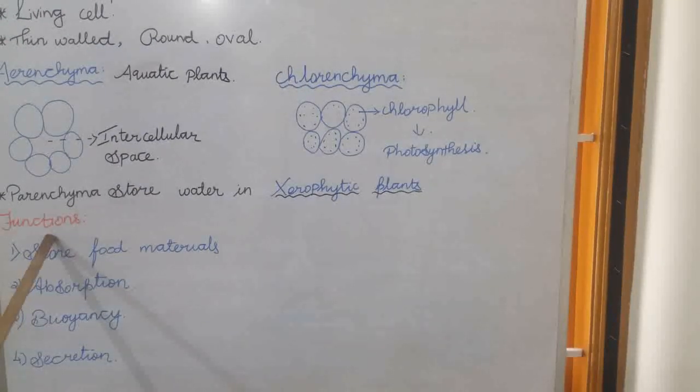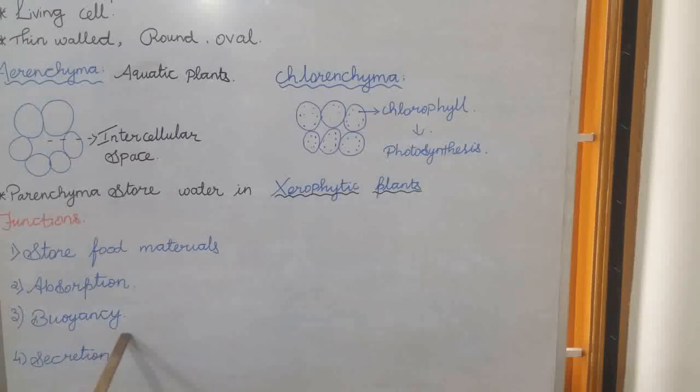It does 4 functions. First one is to store food materials. For example, in potato, each and every cell stores the starch. Starch is the reserved food material. So, the parenchyma cells store the food materials. The second one, absorption. It absorbs water or nutrients. But the common function is absorption.